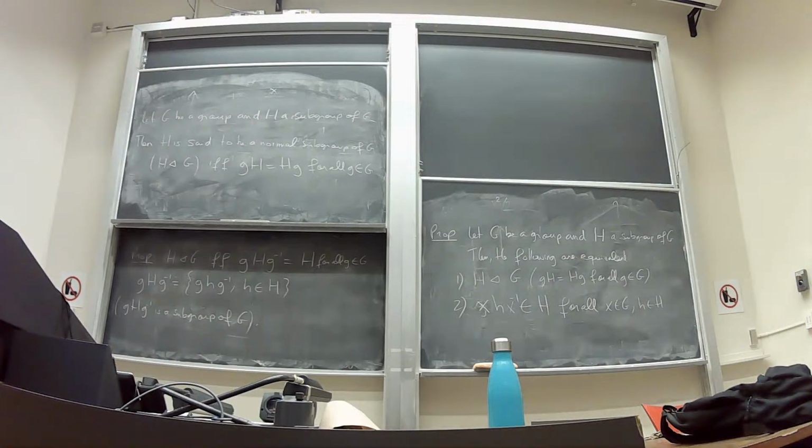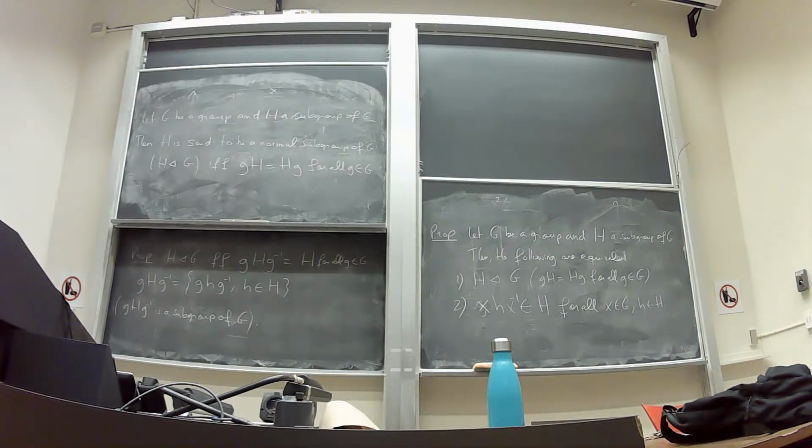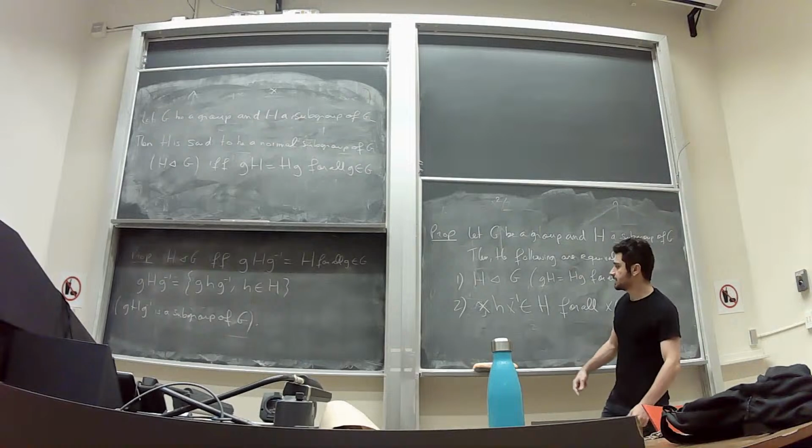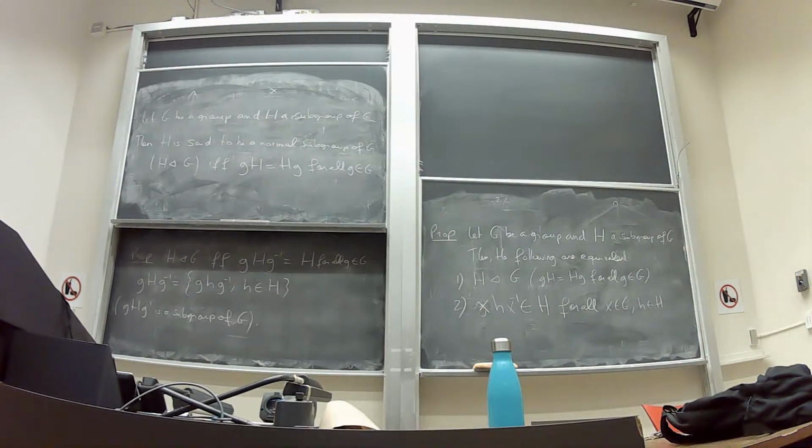So basically, if I want to check the subgroup H is normal, what do I have to do? I take an element x of G and an element h of H, and I multiply xhx inverse, and it should lie in H. That's it.